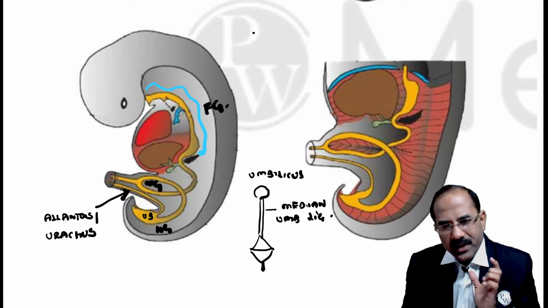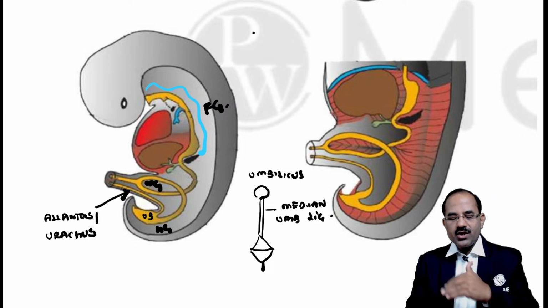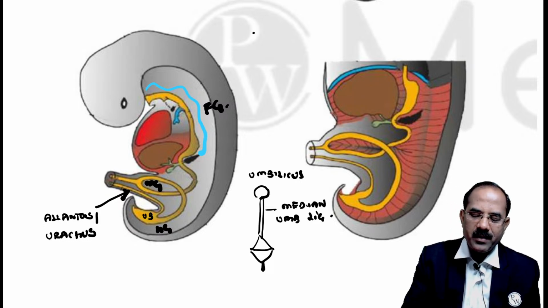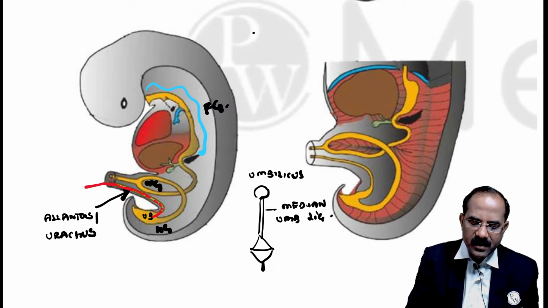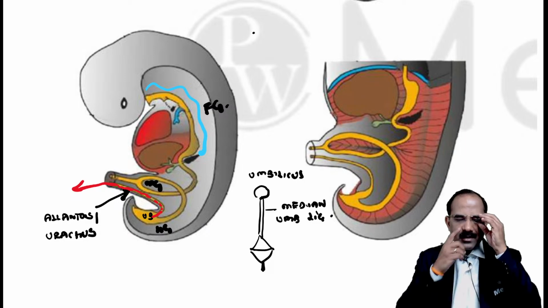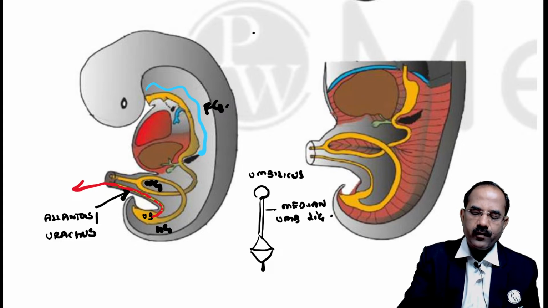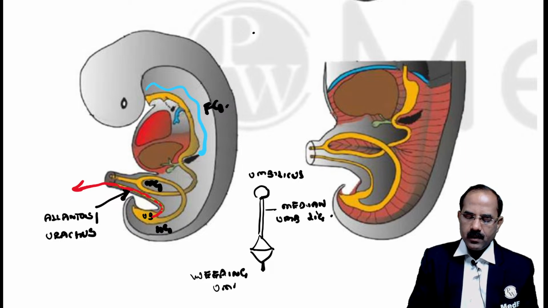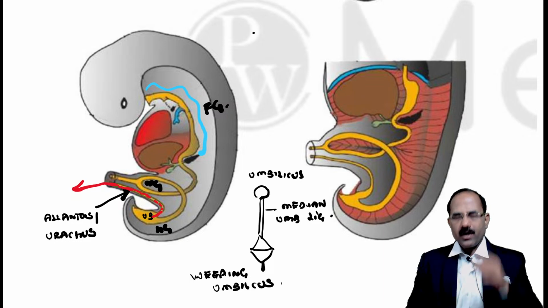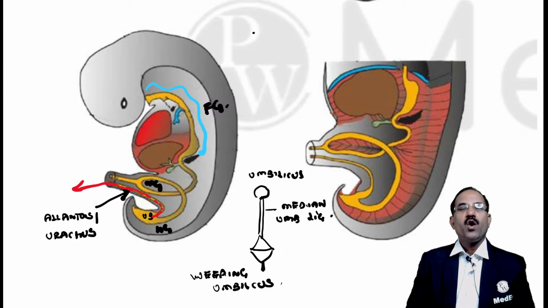Right, if the urachus or the allantois does not obliterate, the child will be passing urine through the umbilicus. When the child cries, there will be urine coming out through the umbilicus. And this is what we call a weeping or crying umbilicus. That's an MCQ, huh? Weeping umbilicus is due to persistence of urachus or allantois.